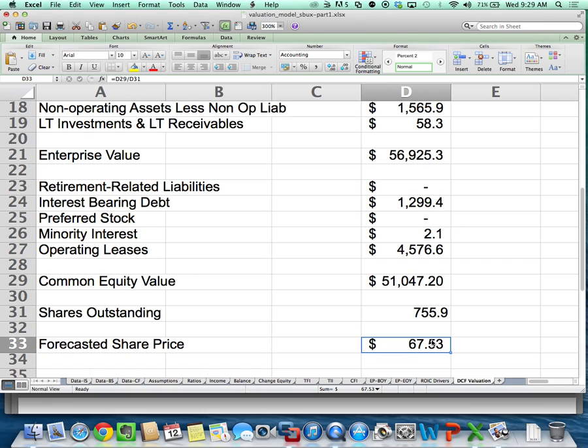Yes? I have a question about the enterprise value. So previously we learned it is actually the market capitalization plus the market value of debt and minus the cash. So market cap here plus the debt here. But the debt, isn't it the book value of debt? This is book value debt.